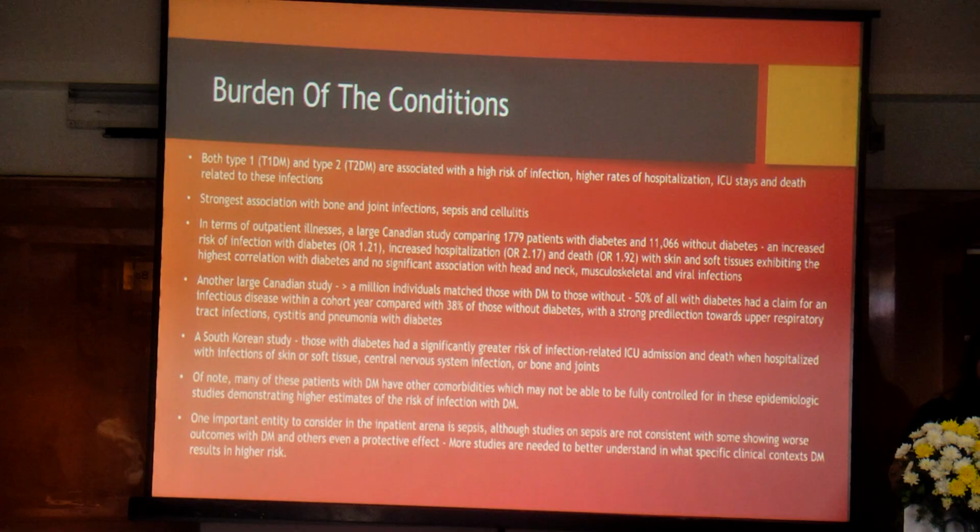Korean studies have also shown us that there's a greater risk of infection-related ICU admissions as well, and death when hospitalized with infections of skin or soft tissue, central nervous system infection, bone and joints. I think a lot of these have come to the fore after the COVID pandemic also. We started noticing and looking at the numbers of hospitalization, ICU stay, length of stay, etc. Again, even all the comorbidities with diabetes make it difficult to look at the epidemiology, but nevertheless. And in sepsis, the studies are not so many, and we need to have a better understanding of diabetes and sepsis in terms of numbers.